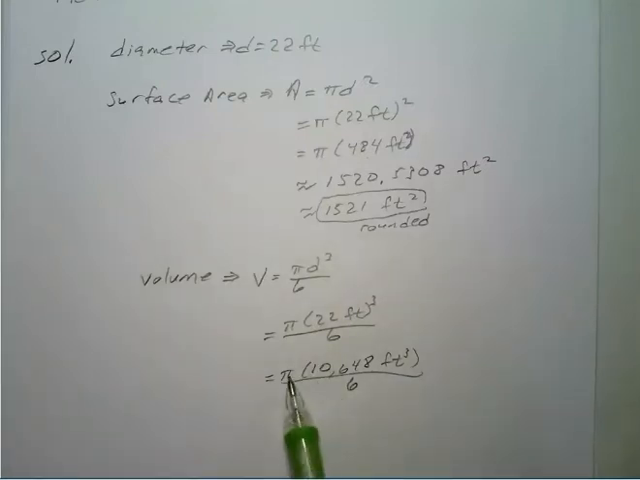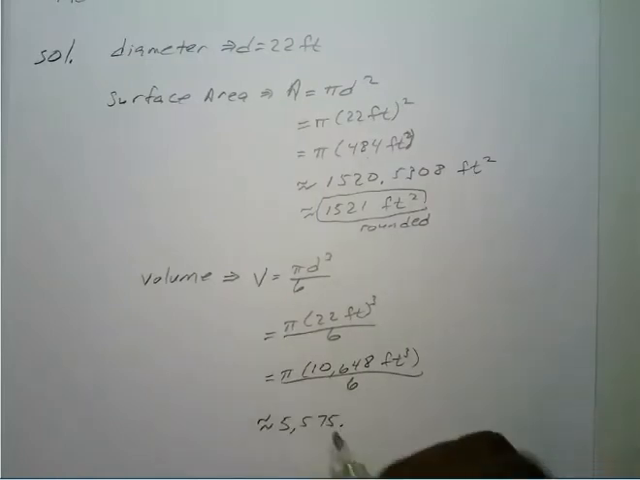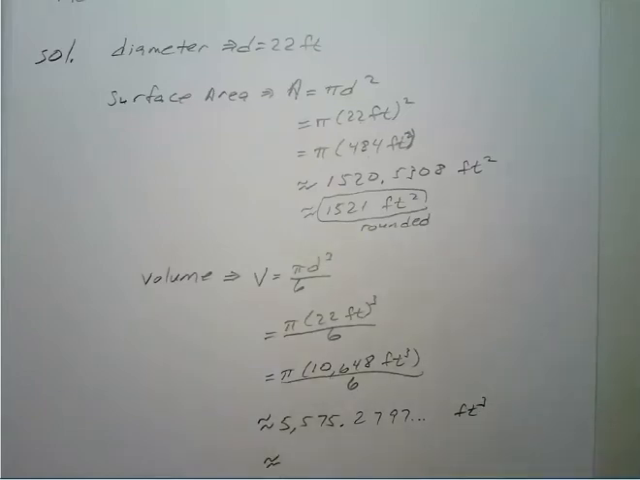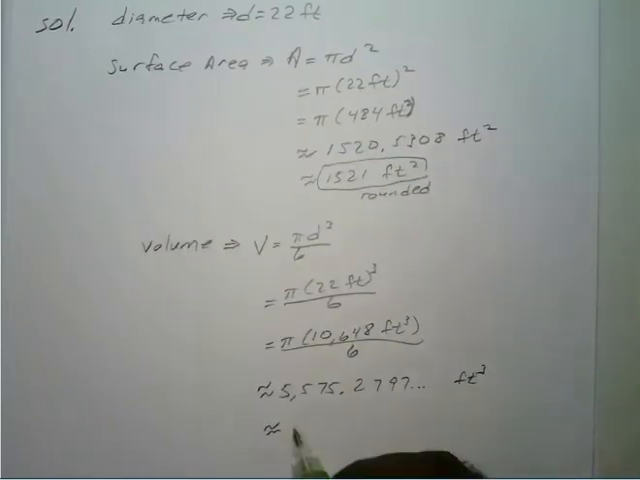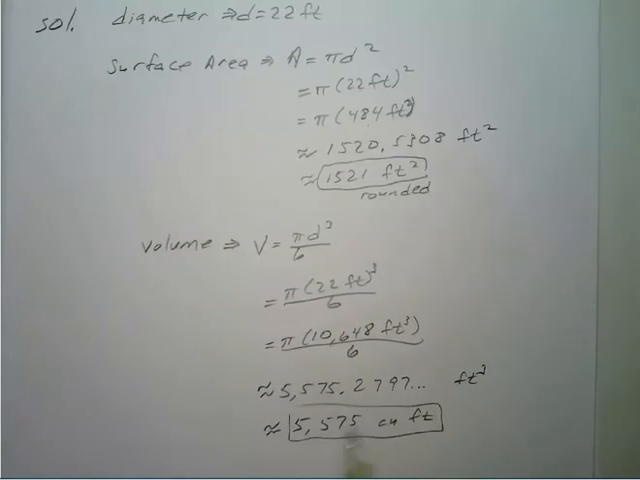Okay, so if we get pi times 10,648 and divide that by 6, we get approximately 5,575.2797, and it keeps on going, cubic feet, which rounded is 5,575 cubic feet for our rounded answer.